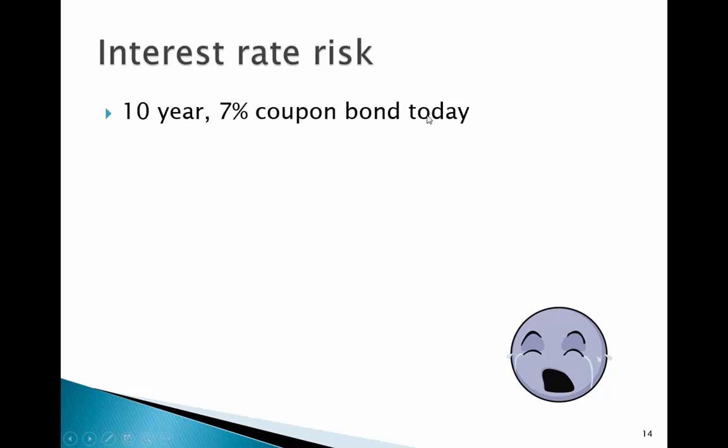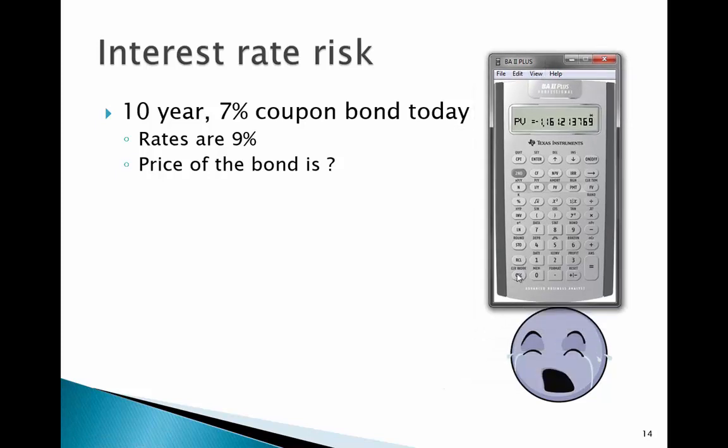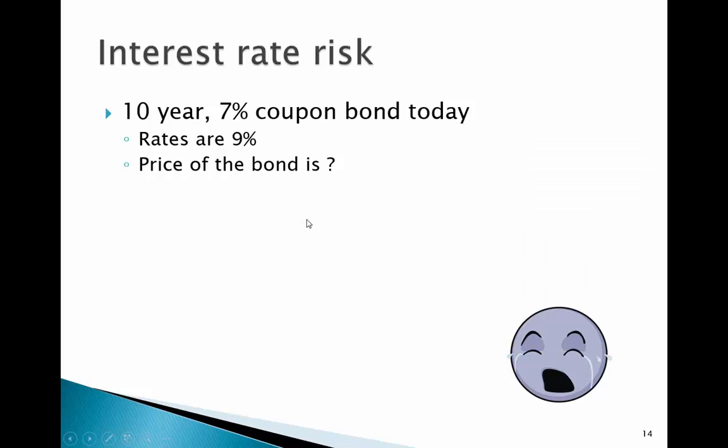Suppose we buy a 10-year 7% coupon bond today when rates are 9%. And then we have to figure out how much we would pay for the bond. Well, that's just a calculator problem here. We know that N is 10. Remember, the 7% coupon tells us the payment, so I can put in 70. The future value is 1,000. Rates are 9%, so that goes in as I. I think I got everything in there. I compute the price, and there's the price, $871.65.